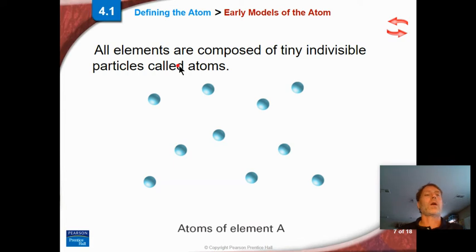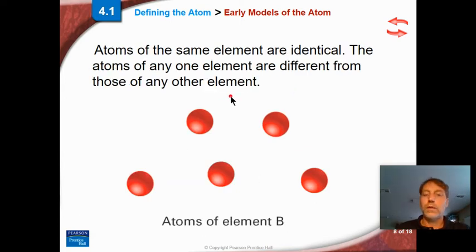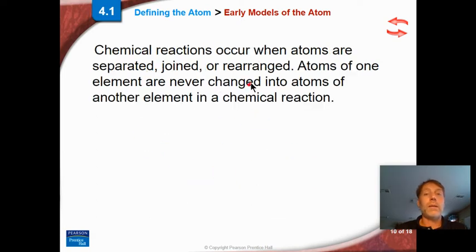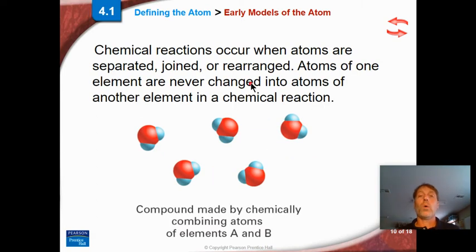So Dalton's theory was that all elements are composed of tiny, indivisible particles that they called atoms. So here would be element A. Atoms are made of element A. And if you had a different element, they'd be made of element B. They might be even a little bit bigger. And if the elements were physically mixed together, say like sand and salt, they could be separated like we talked about before. Or they could be chemically combined in what he called whole number ratios.